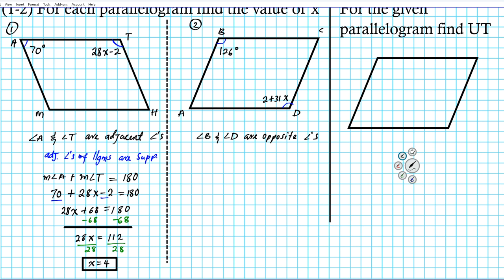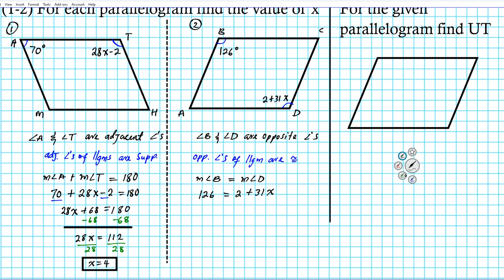What do we know about opposite angles in every parallelogram? Opposite angles of parallelograms are congruent. With that, we can write down the following relationship: the measure of angle B is equal to the measure of angle D. If we substitute, we have 126 is equal to 2 plus 31x.